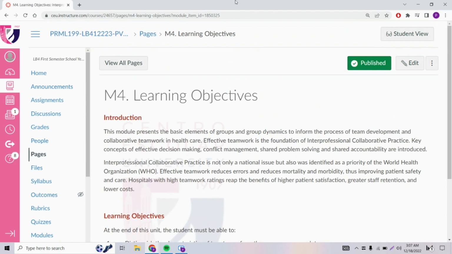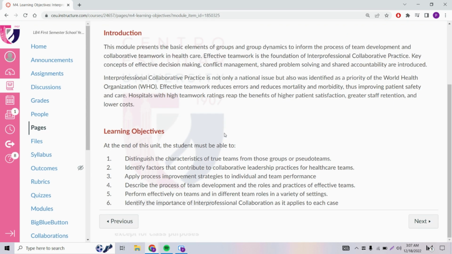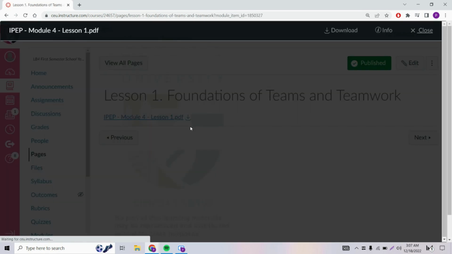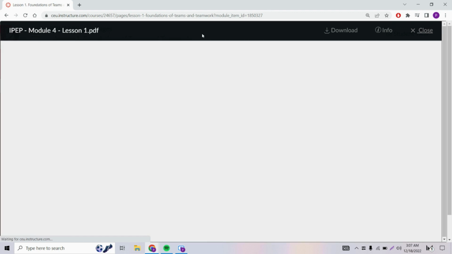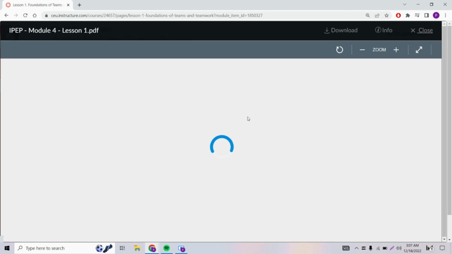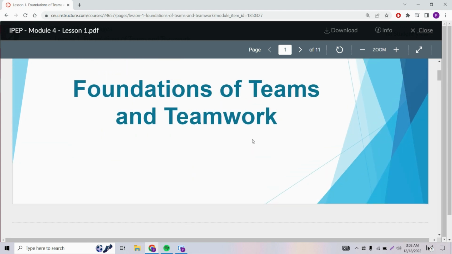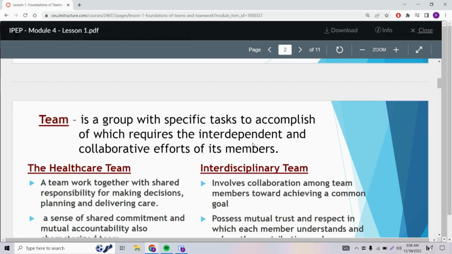Okay, now let's go to the last module, your module 4, class. So this time, class, this is all about the foundations of teamwork. So let me just share the PDF. All right, so the foundations of teams and teamwork, class.